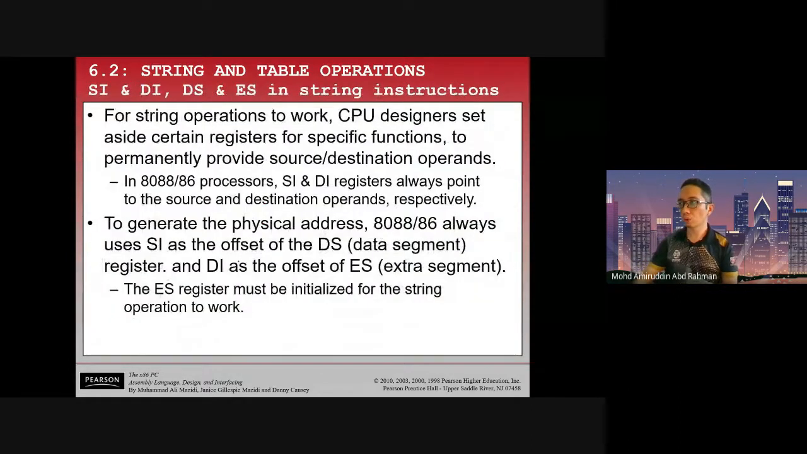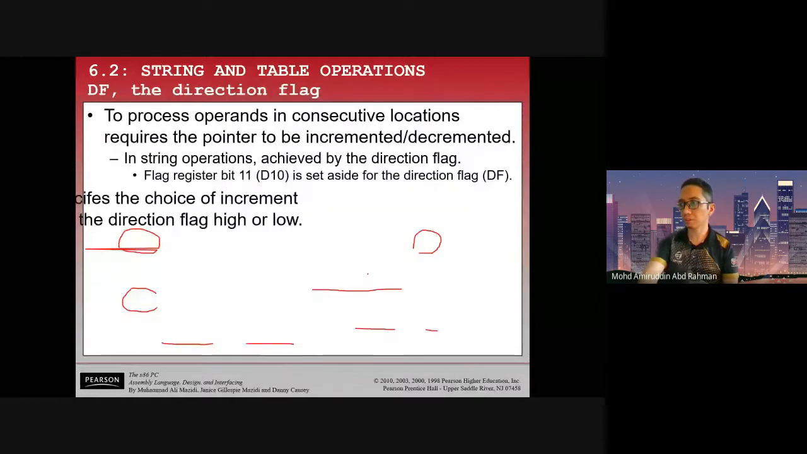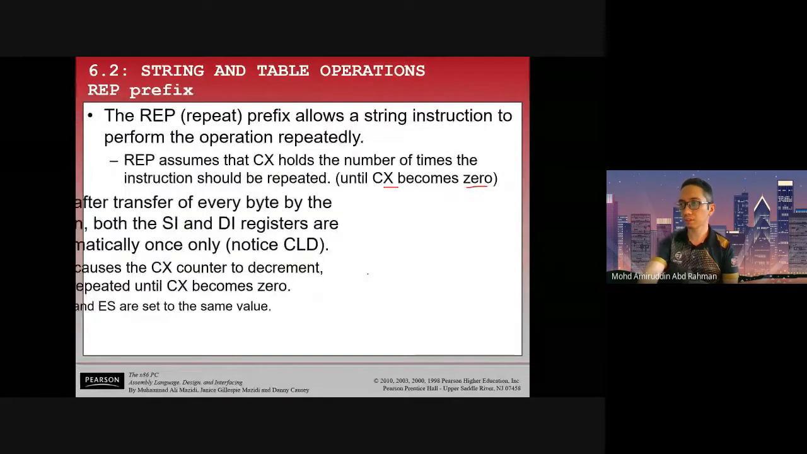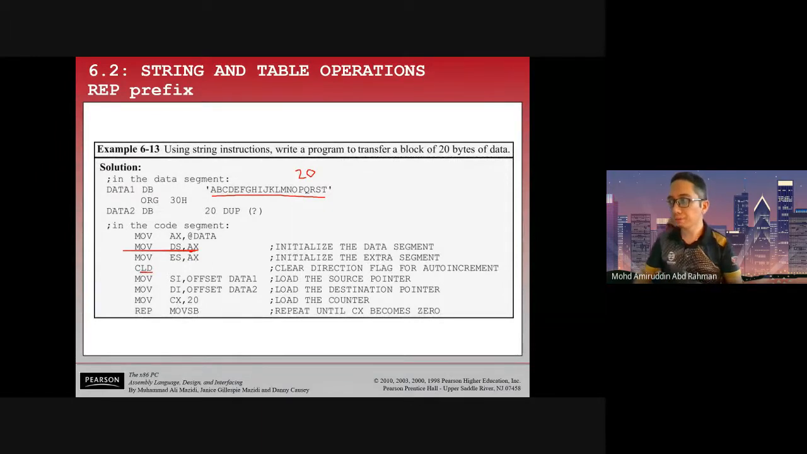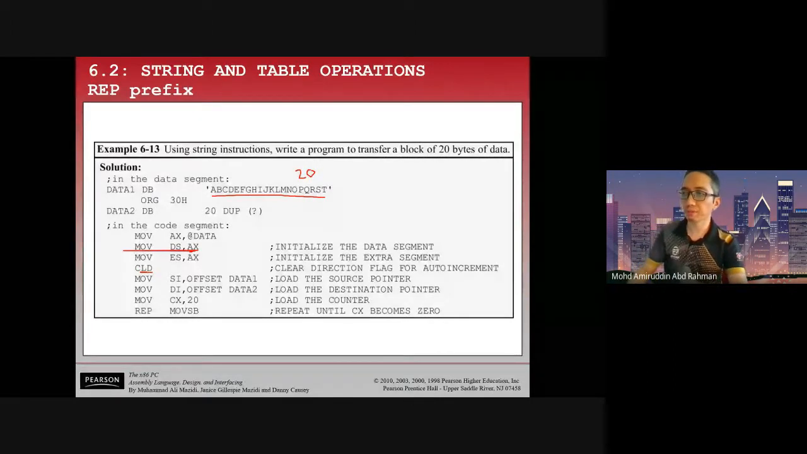SI is related to the DS register and DI is related to the ES register. So we need to initialize the data segment with DS, and the extra segment with ES. Then we did CLD, meaning that we need to increment the direction flag, so it will increase one by one.